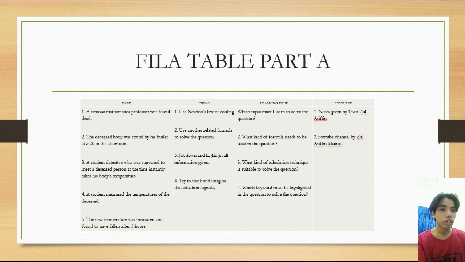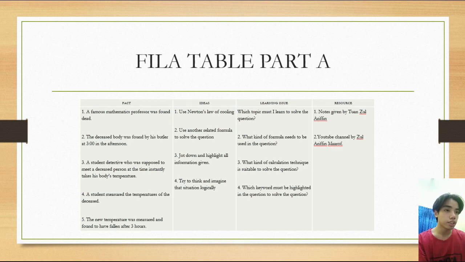So the ideas are: use Newton's law of cooling, and use another related formula to solve the question such as algebra and others. Then jot down and highlight all information given. So we need to note down all the numbers that are related to our solution. Then try to think and imagine that situation logically. We need to think about the logic of that situation.